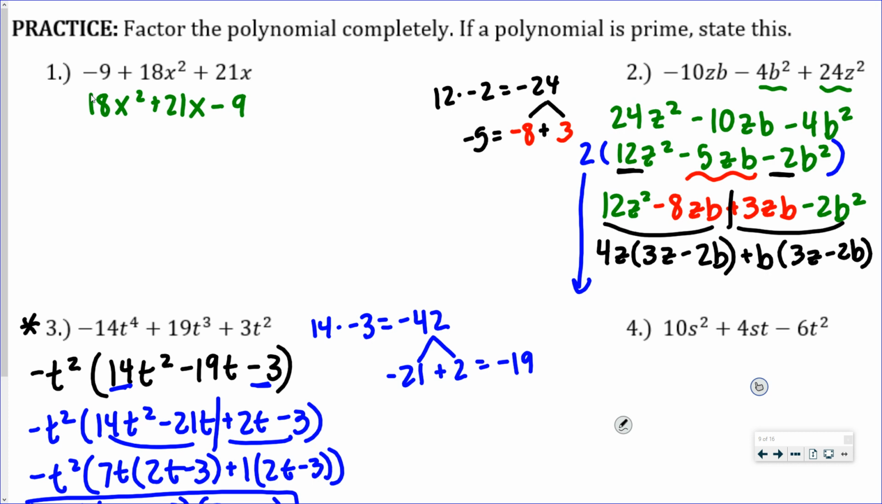So this factors to 3z minus 2b and 4z plus b. And then don't forget about that 2 that we factored out right away.